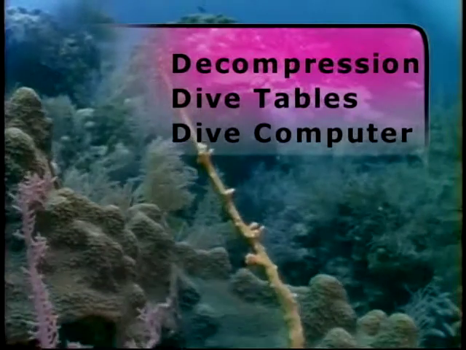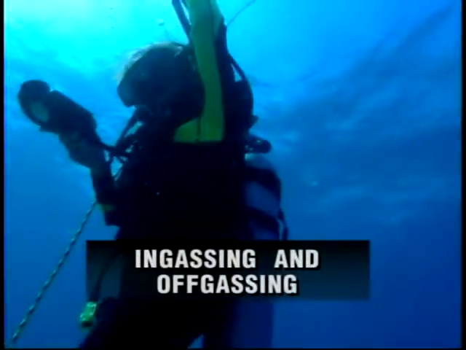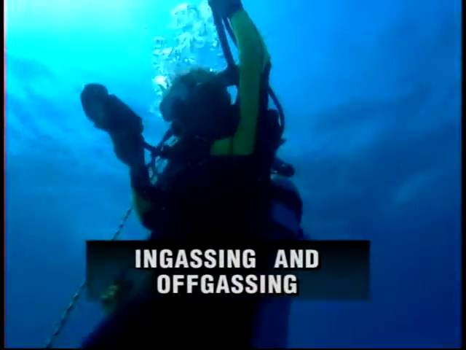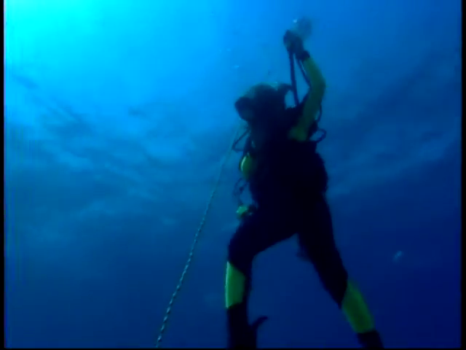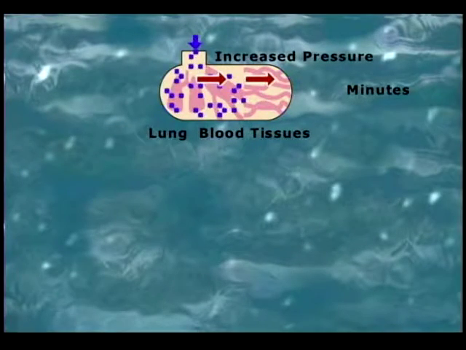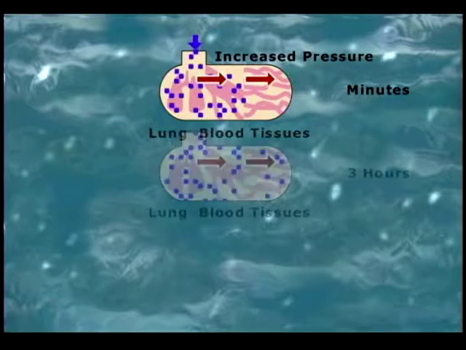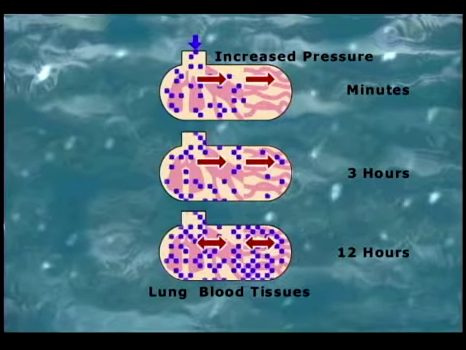Chapter 5, Decompression Dive Tables and Dive Computers. As you have just learned, when you ascend and the ambient pressure decreases, the partial pressure of nitrogen also decreases and your body will off-gas nitrogen. The excess nitrogen passes from your body tissues into your blood. The nitrogen then passes from your blood to your lungs where you exhale nitrogen.